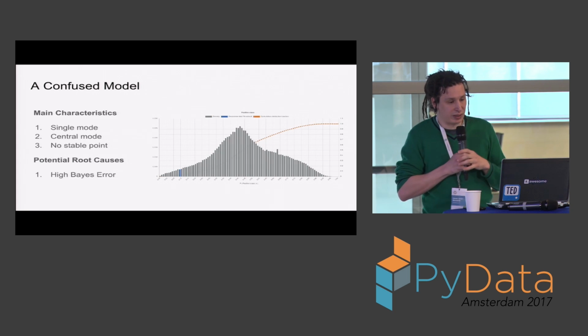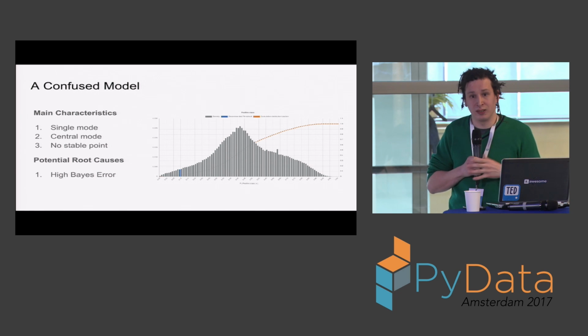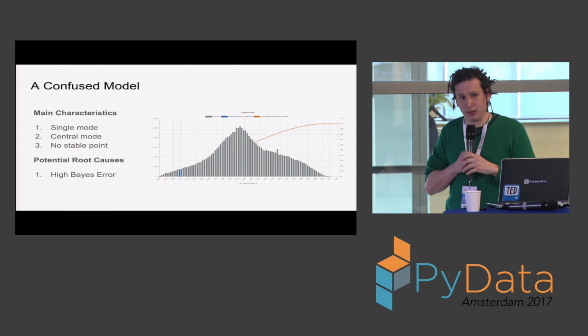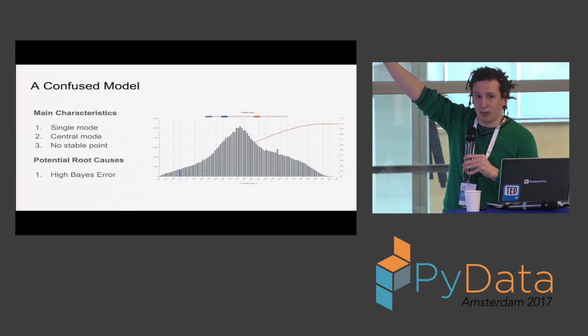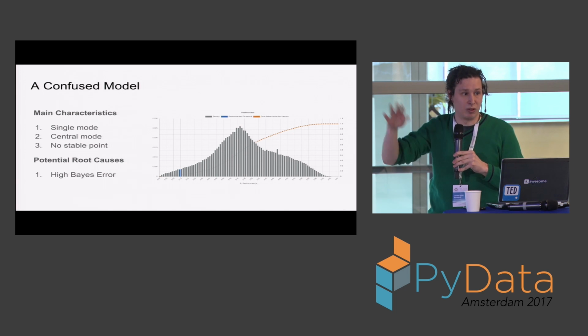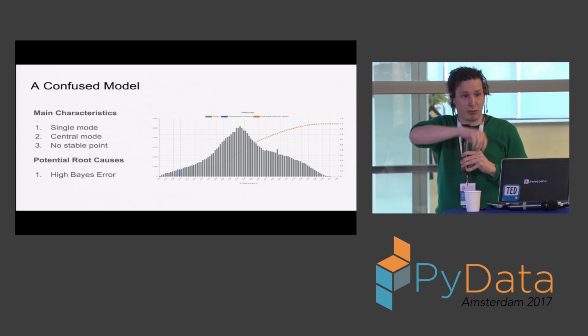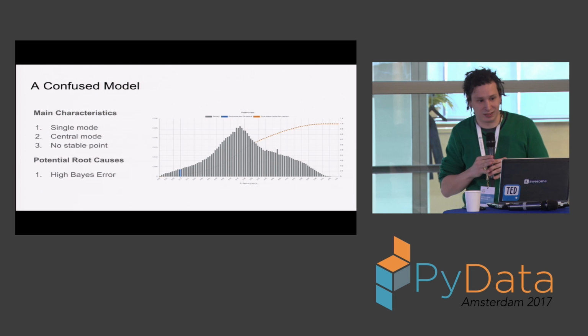The main traits of this kind of model are that they have one single mode, it's central, and there is no stable point. No stable point means that if you look at this as a mountain and you drop a ball anywhere on the mountain, the ball will just go away. It won't stabilize anywhere. It doesn't matter where you drop the ball, it will just fall and go. And you'll see why this is important in a second.